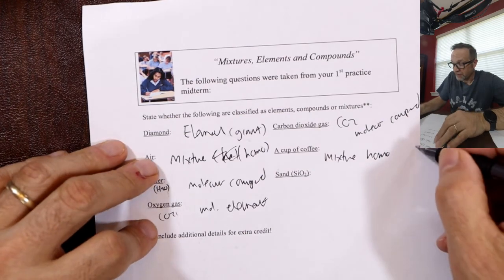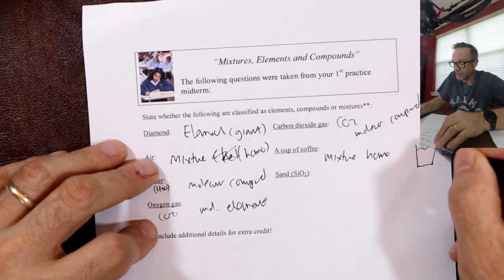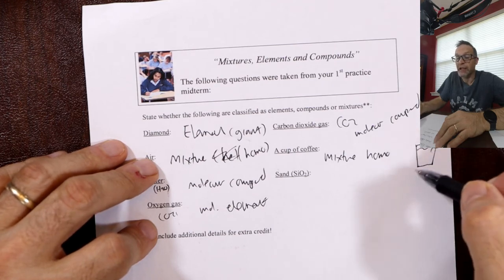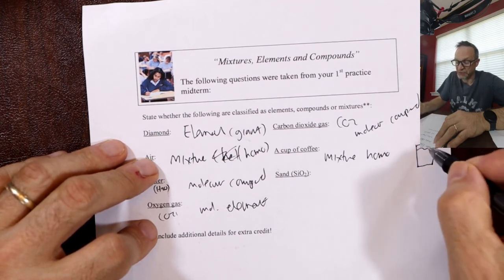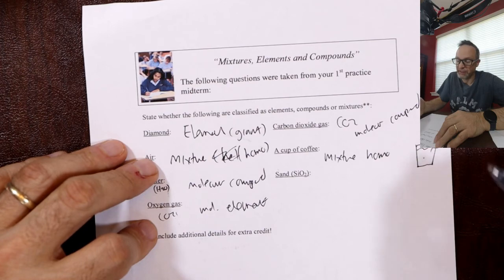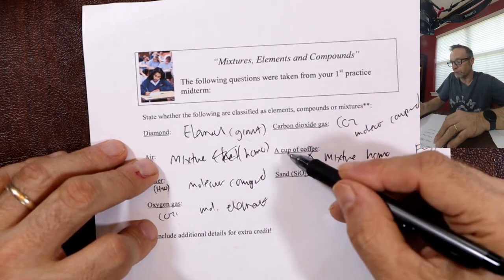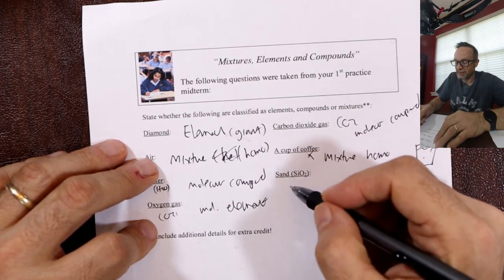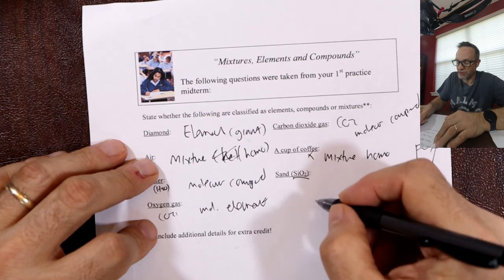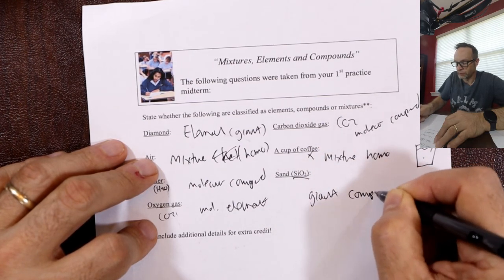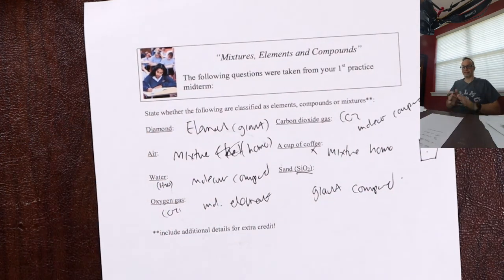If I went to Starbucks and got my latte with the foam and the sprinkles and the umbrella, that's actually heterogeneous because the sprinkles are a solid and the coffee is a liquid. So it depends on the sample. I wouldn't do that one for extra credit if I'm only going to get the first 3, because you've got to really define what kind of coffee you have. Sand, assuming it's pure sand, SiO2, that's a giant compound.